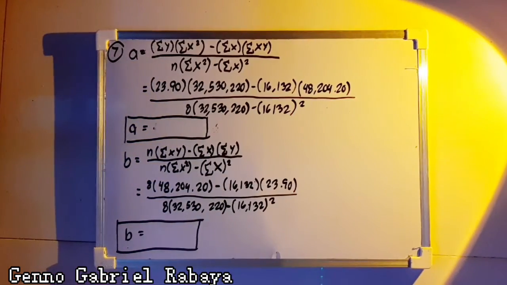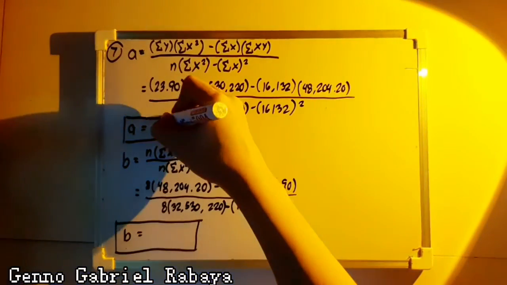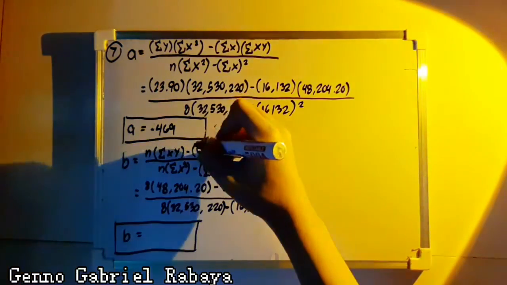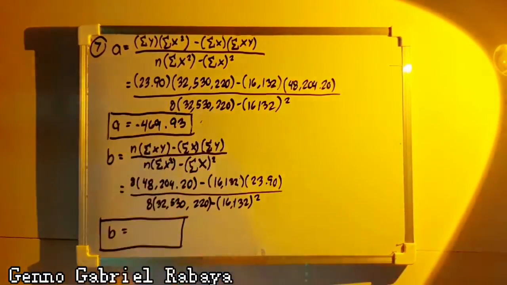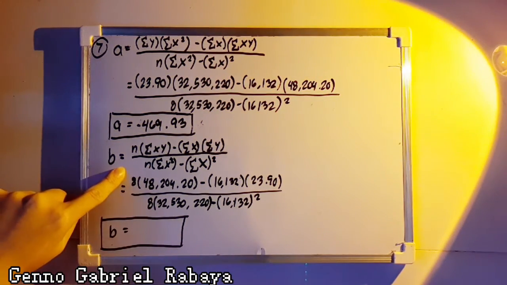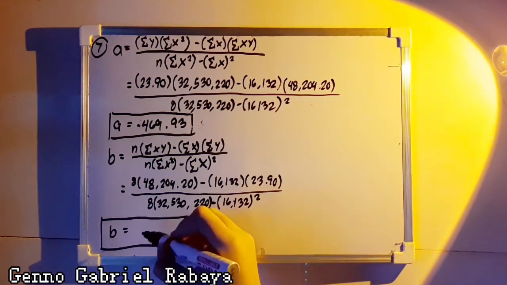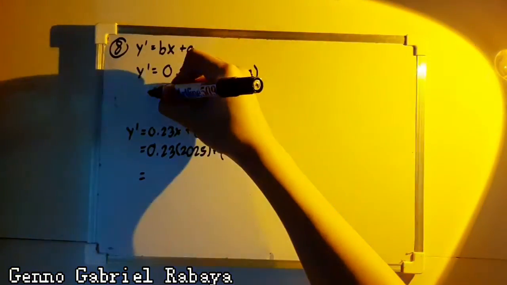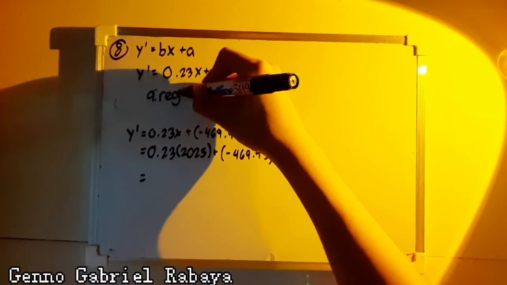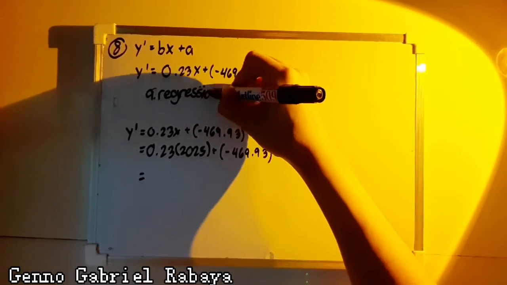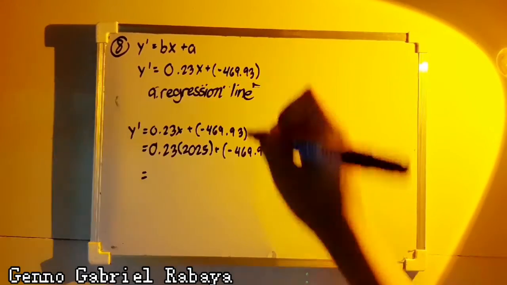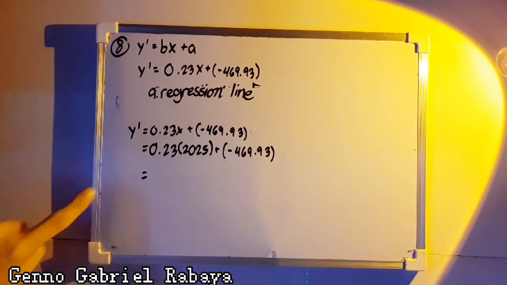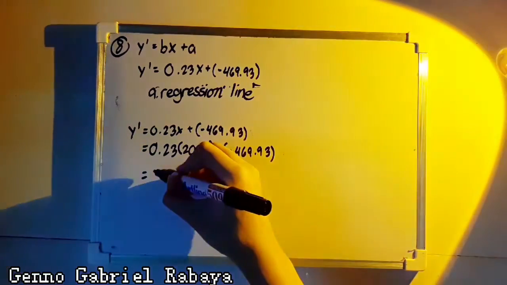Next up, we're going to solve for a and b. To solve a, we're going to use this formula, and we will then get a value of negative 469.93. Then for b, we're going to use this formula, which will give us a result of 0.23. Now here we have the regression line, which is y equals 0.23x plus negative 469.93.